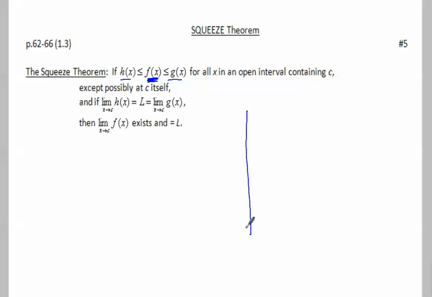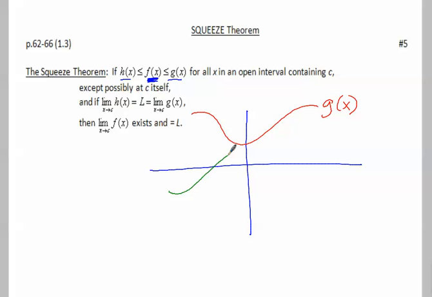Let's take a look at a quick picture. Let's say g of x, we know what it does. We know what it looks like. It's not too confusing. Then there's h of x. We know what it does. We know what it looks like. It's not too confusing. So see, g of x is the biggest, h of x is the smallest. Same in the picture, perhaps they're equal to each other.